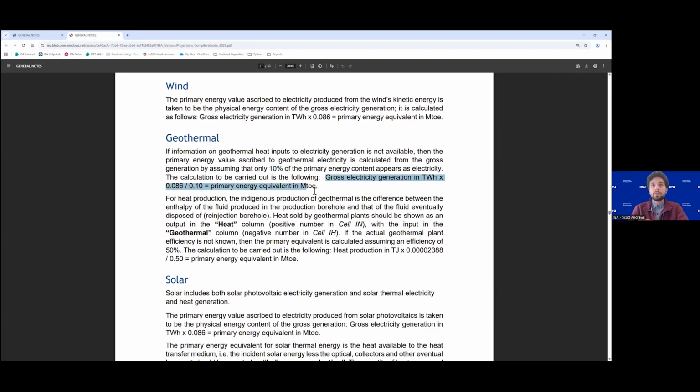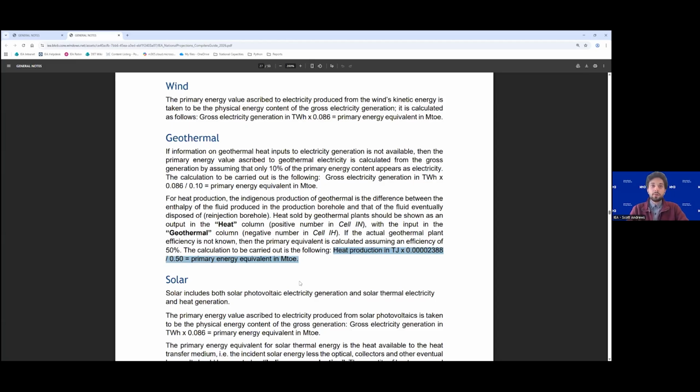But then the formula to use is here at the bottom, is that if you take the gross electricity generation in terawatts, there's a conversion, then divide it now by the efficiency, that's what you'll get as the primary energy equivalent. And then for heat, it's going to be a different formula based on using terajoules, a different conversion factor. And in this case, we've assumed 50%, but if you know your efficiency, you can use that number instead.